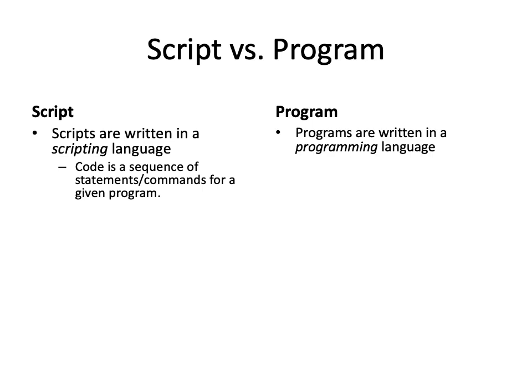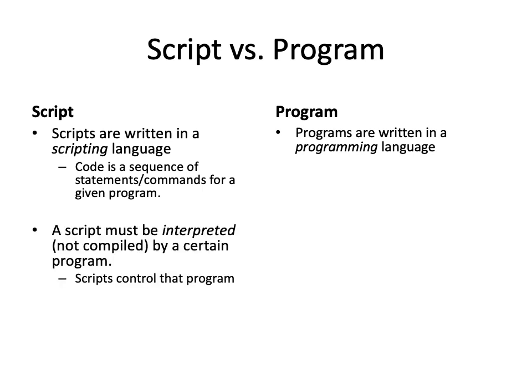The one place where you can have a little bit of each is you can have a Python script, but Python is also its own programming language. So you can have a Python program and a Python script. But most languages will be either one of these or the other. A script can be interpreted, or must be interpreted, not compiled by a certain program. And scripts will control that program via the different commands that are issued to it.